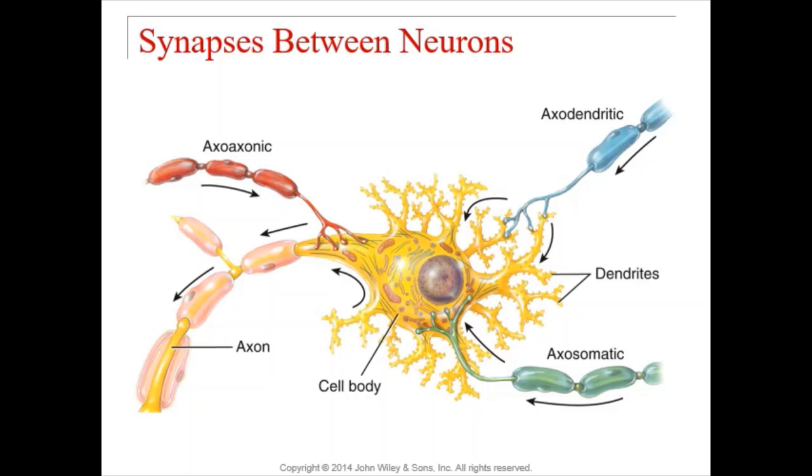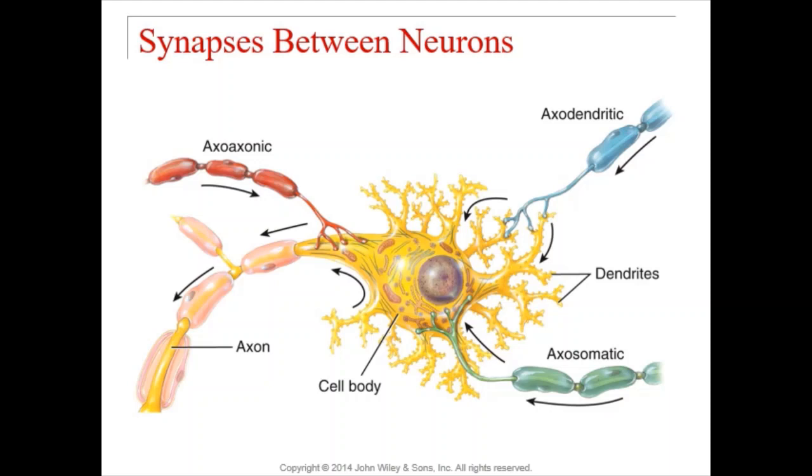Again, like usual, keep it simple. Is it axon to axon? Axo-axonic. Axon to dendrite? Axodendritic. Or axon to soma, or cell body? Axosomatic. So those are your 3 different types of at least neuronal synapses where neurons could communicate. And it all begins with this axon terminal. The whole reason for generating an action potential was so that it could reach the axon terminal.